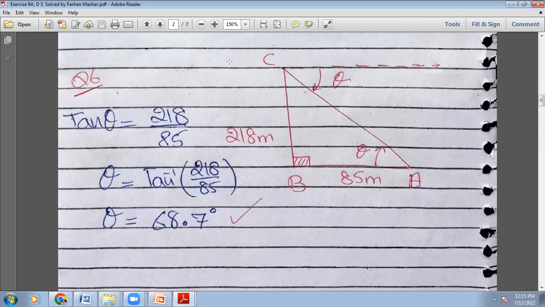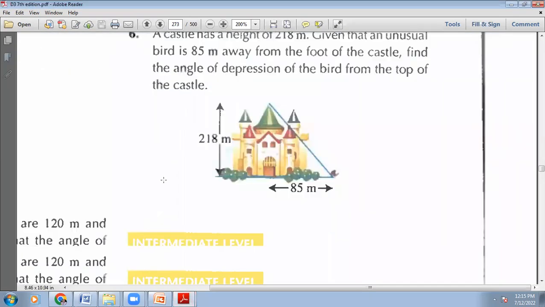That's the angle of elevation of the top of the castle from the bird. The bird is at the ground. And that same will be the angle of depression of the bird from the top of the castle. Angle of elevation and angle of depression are always equal, because if these two are horizontal, they are parallel. So this angle and this angle are equal because they are alternate angles of the parallel lines. So the angle of elevation and the angle of depression both will be 68.7 degrees. So this is how you do question number 6.